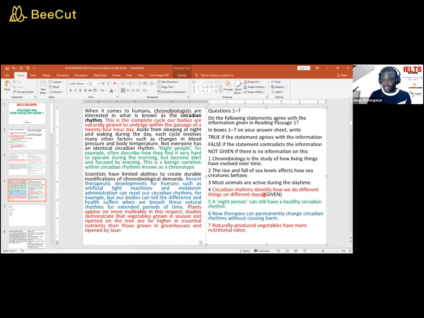A healthy circadian rhythm is trying to tell us that there's a relationship between a night person and their health, having a healthy circadian rhythm. And this is where the person was mentioned. Night people, for example, often describe how they find it hard to operate during the morning, but become alert and focused during the evening. It's just their activities.